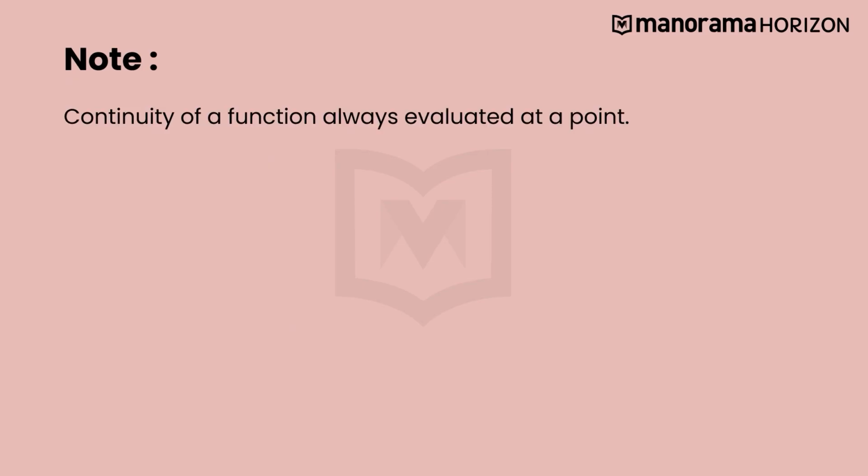Continuity of a function is always evaluated at a point. Now, let us understand it a little bit deeper by taking an example. Let's take the example of a simple function y equal to x. So your function itself is y equal to x. I'm putting a question to you. Can you tell me whether this function is continuous at the point x is equal to 1?